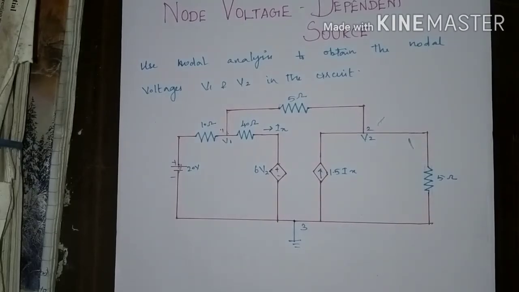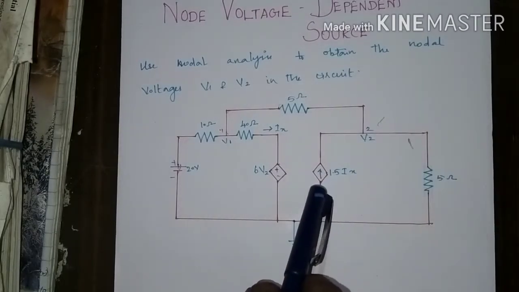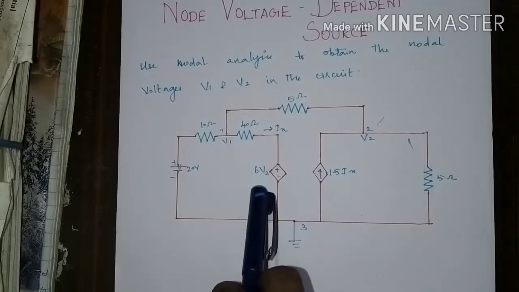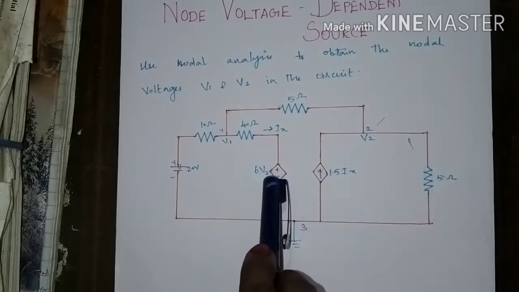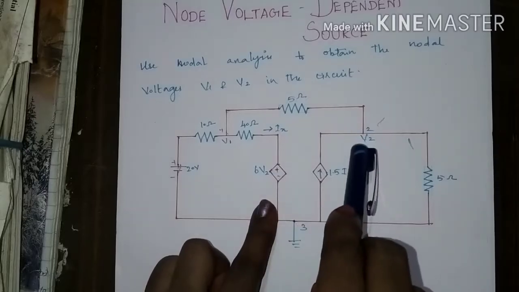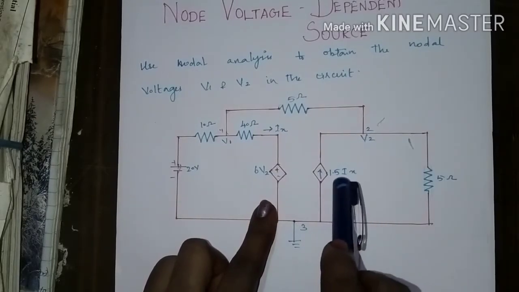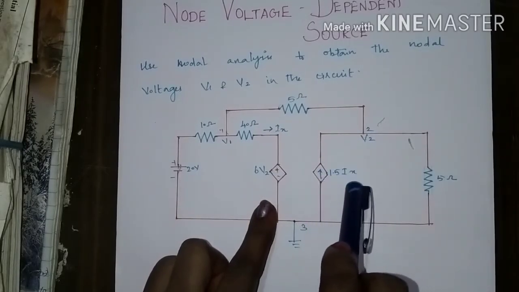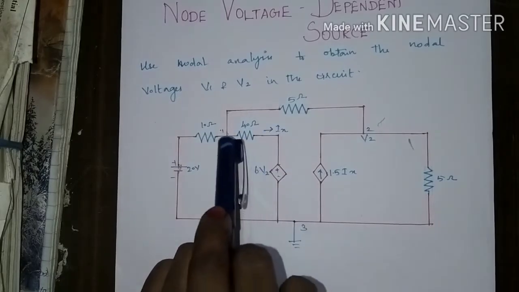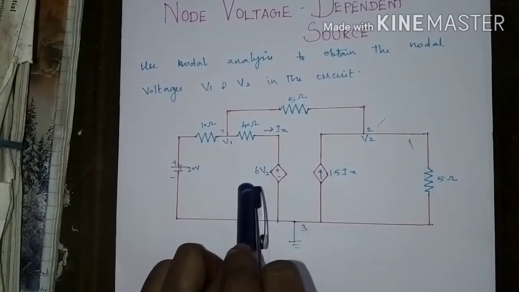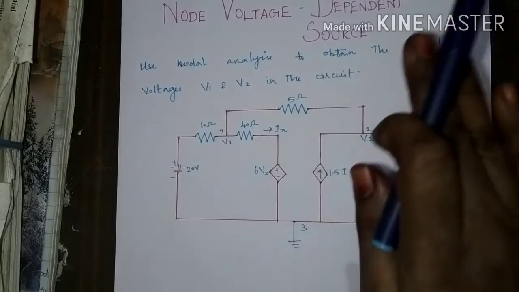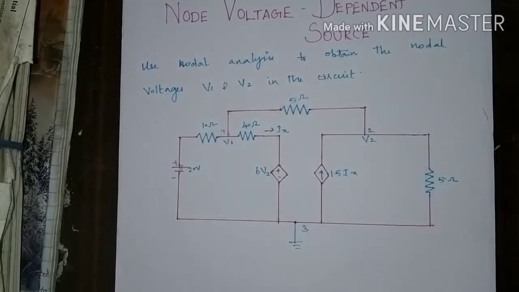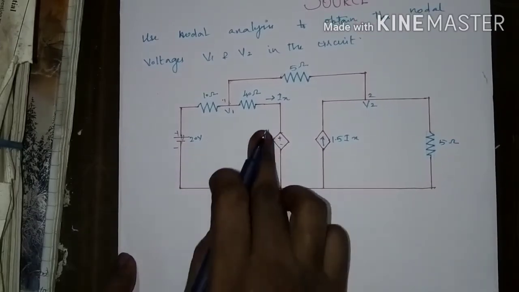Here they have given a dependent source, 6 times V2. V2 is a voltage that occurs across the second node, and 1.5 into Ix is also a dependent source, where Ix is the current flowing through this branch, the 40 ohms resistor along with this dependent voltage source. It is very easy to solve this problem. The controlling current Ix is expressed in terms of the nodal voltages.